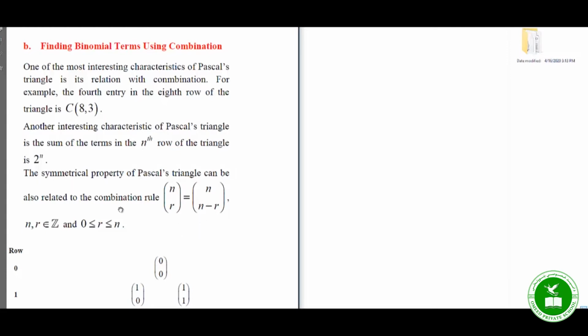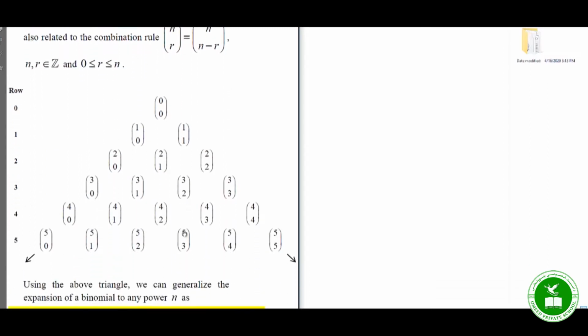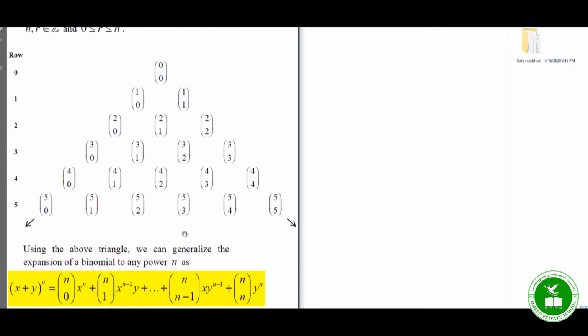The symmetrical property of Pascal's triangle is also related to the combination rule. What's that? In combination, as you remember, the combination of r chosen from n was equal to the combination of n minus r chosen from n. So let's show it in a table: Pascal's triangle by combination.